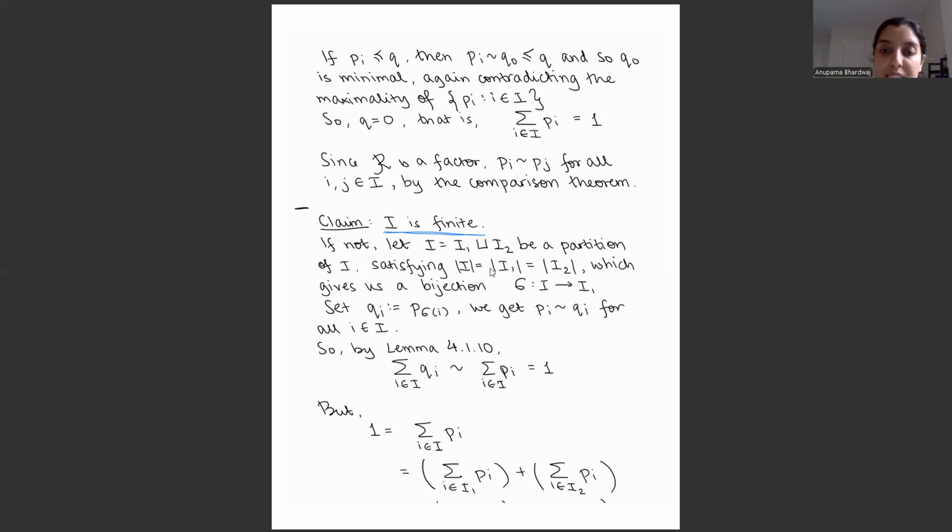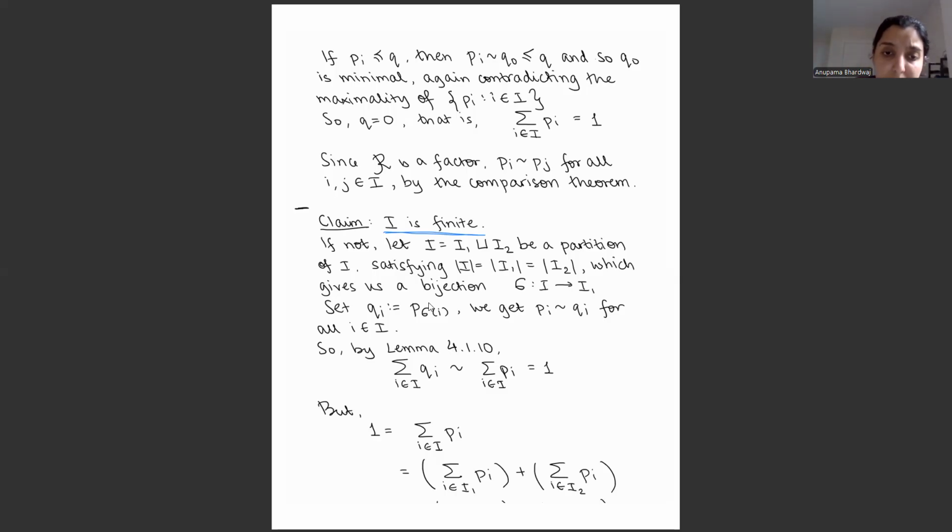And so I would have that Pi is equivalent to Qi for all i in the indexing set, because of the part that I've written just above my claim of I being finite, that Pi is equivalent to Pj for any i and j. And since Qi is just going to be some Pj, then I have Pi is equivalent to Qi for all elements in my indexing set. And so this holds for all i, which gives me that the summation of Qi is equivalent to the summation of Pi, which is equal to 1 by lemma 4.1.10, which says that if you have two families of projections that are equivalent projection by projection, then the sums of the families are equivalent.